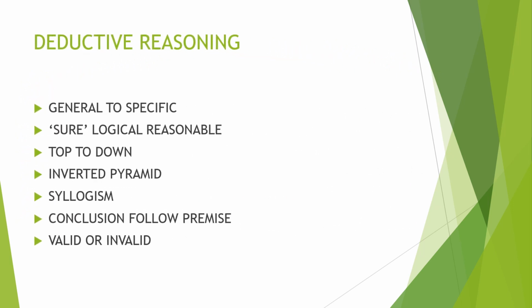Next is deductive reasoning. That is general to specific. We have surety in deductive reasoning. We see it from top to down, and an inverted type of pyramid is used in it. Syllogism will come under deductive reasoning. You must know that.